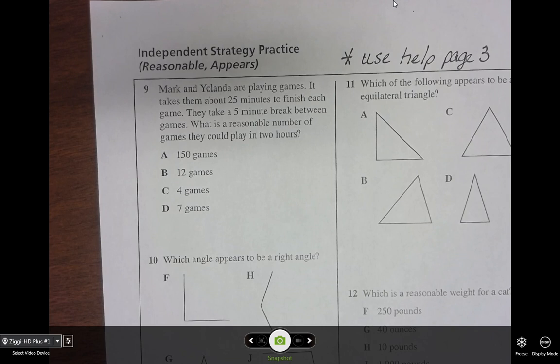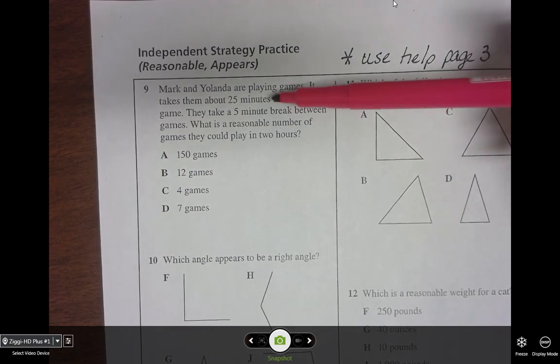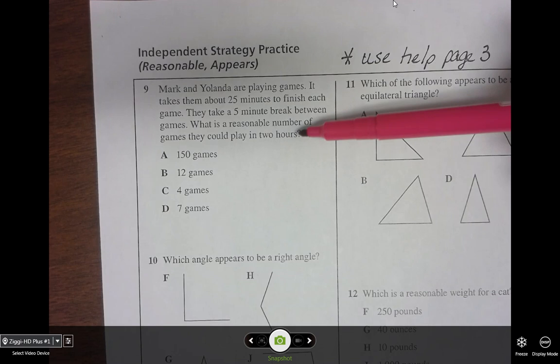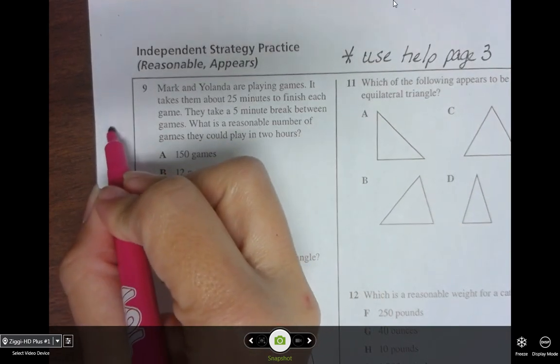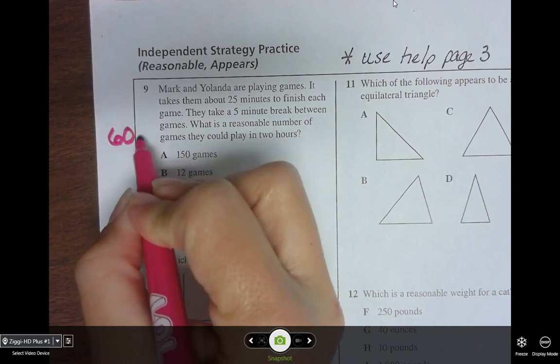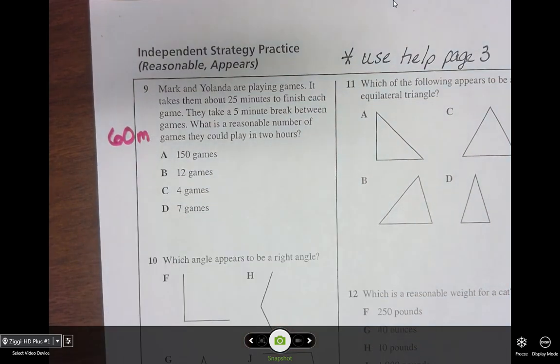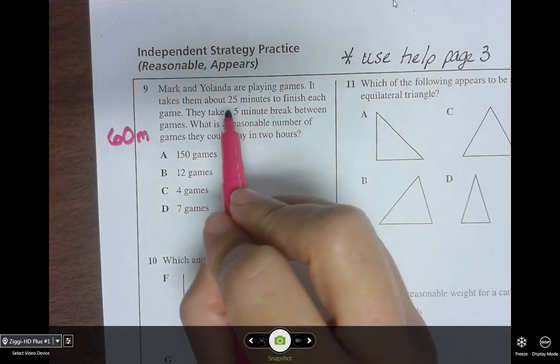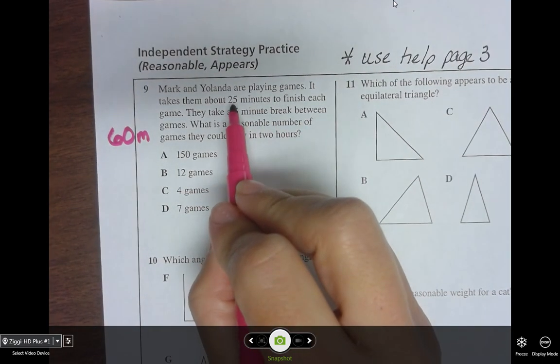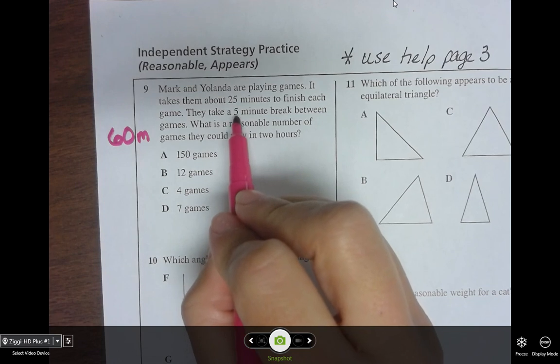So before we look at this question, we probably need to remember how many minutes are in 1 hour, since this is in minutes and we're going hours. So how many minutes are in 1 hour, Miss Williams? There are 60 minutes in 1 hour. 60 minutes in an hour. So that's going to be important for us to know, because what we're going to have to figure out is how many minutes it takes them to play and take their break.